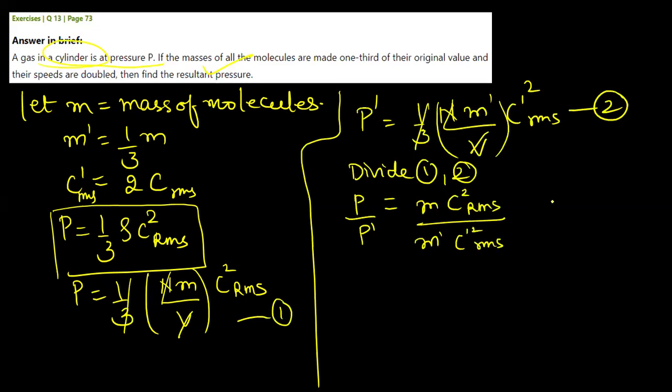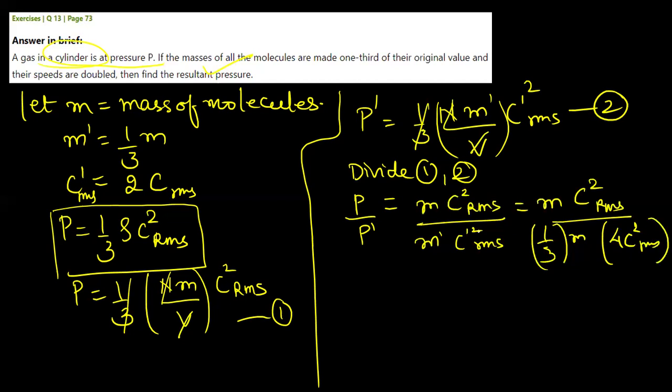Now let us substitute the values. Keep the numerator term as it is. Let us substitute the denominator terms, m dash and c dash. The values are known. So I can put this as 1/3 m, and here I put 2 into c RMS. But here it is already c dash RMS square, so we will square it. So that will be 4 c square RMS. Please make sure that here the value is a squared value. It is not directly 2 c RMS that we put. We have to square it and substitute the value.